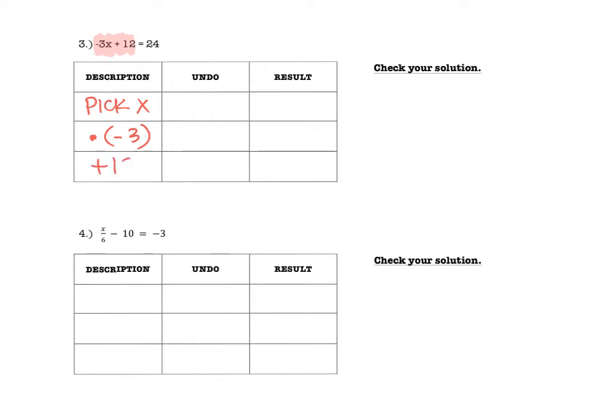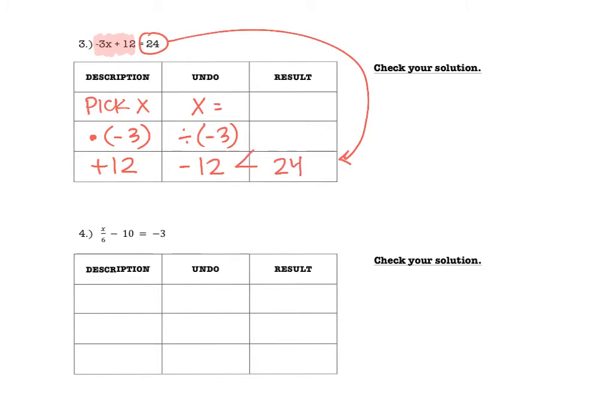And then I would add 12. So then I'm going to undo that. To undo addition, I need to do subtraction. And to undo multiply by negative 3, I need to divide by negative 3. And that will give me what x equals. So I take that value and I bring it down to the bottom of my result column. And 24 minus 12 is 12. And 12 divided by negative 3 is negative 4. And so my solution is x equals negative 4.